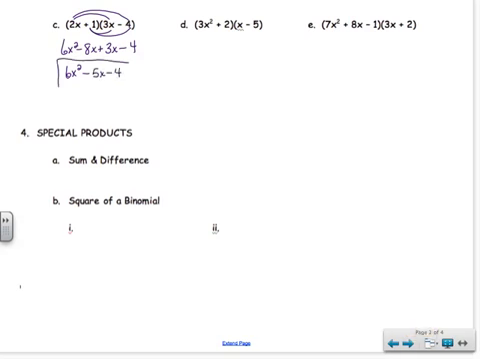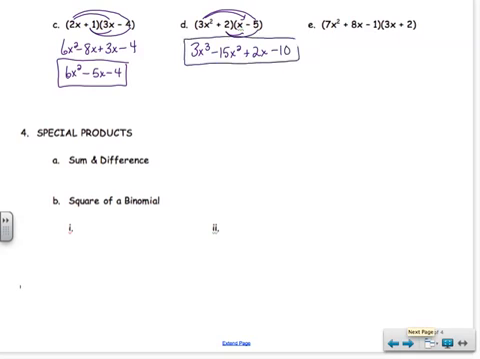now this should really be review for you, and you should really be able to FOIL pretty quickly at this point. So I would ask that you pause the video, do the next two examples, check your answers. So again, I'm going to do firsts and get 3x cubed. I'm going to do outers and get minus 15x squared. Inners plus 2x. Lasts minus 10. No like terms, so that is simplified.